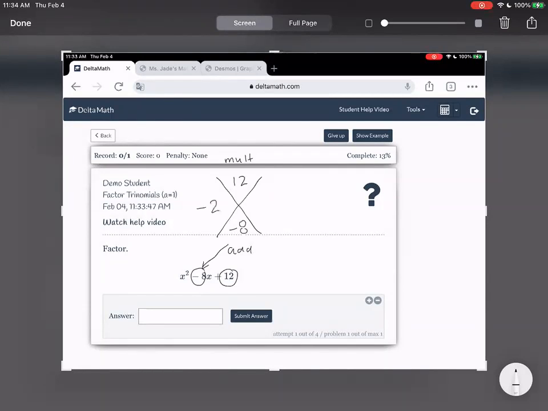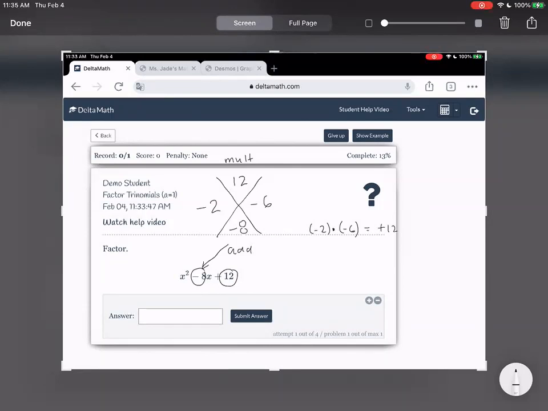Let's try it out. Okay, so let's see. Will they multiply to +12? So if I have -2 and I multiply it by -6, the negative times the negative is a positive, so that's good. And 2 times 6 is 12. So good, it does multiply to +12.